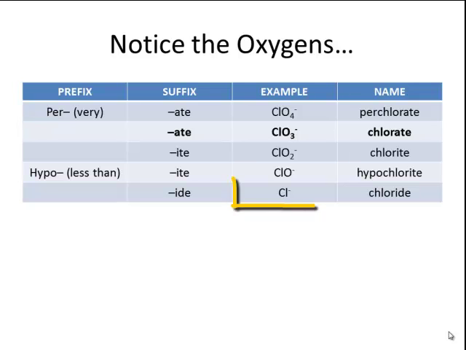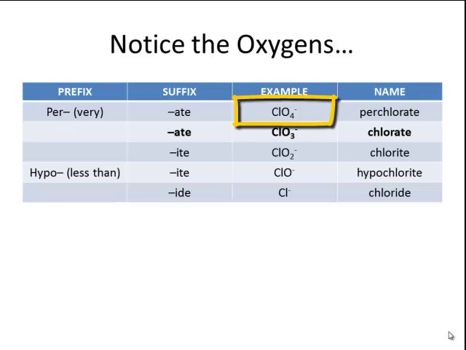Now if I go and remove that last oxygen, I'm down to a monatomic ion, one that is only made of 1 type of element, in which case the ending of the ion always ends with ide. So chlorine with a -1 charge is called chloride. All right, let's go back up to the home base, chlorate.